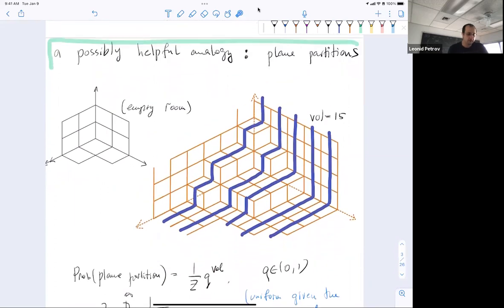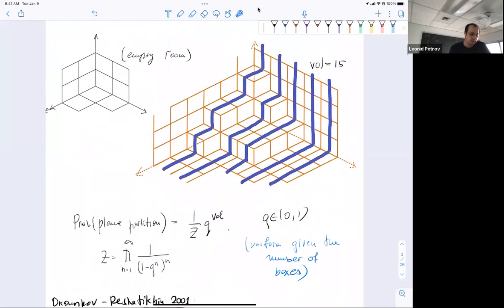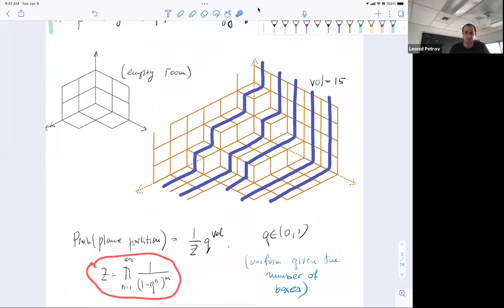So in the q-weighted plane partition, here for example, the volume was 15, which you can count by counting 1, 2, 3, 4, 5, 6, 7, 8, 9, 10, 11, 12, plus 3, 15. Right. So the normalization constant has a beautiful product form here. It's MacMahon, I think. Given that if you fix the number of boxes, you condition on a fixed number of boxes, then you get a uniformly random plane partition.